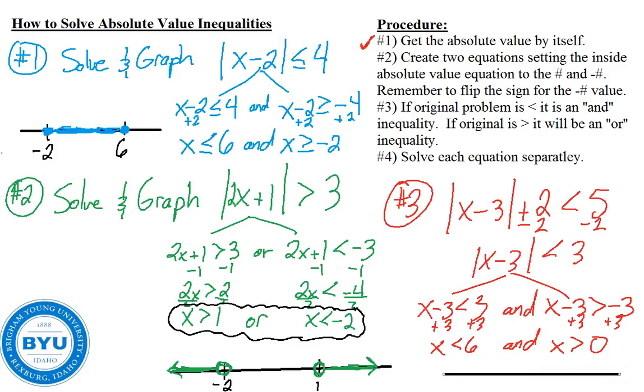And graphically, we would put a 0 right here and a 6 right here. x is less than 6, so it's an open dot, and x is greater than 0, that's an open dot, and the shading would be in between those 2 points.